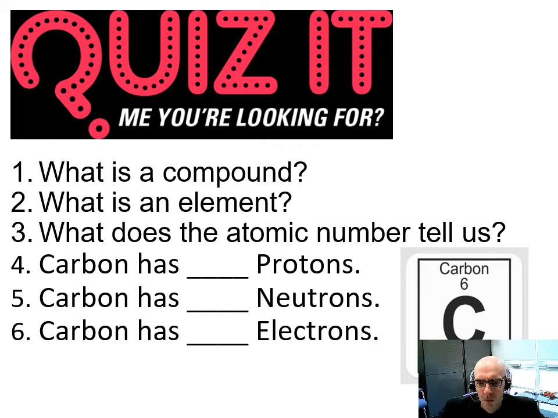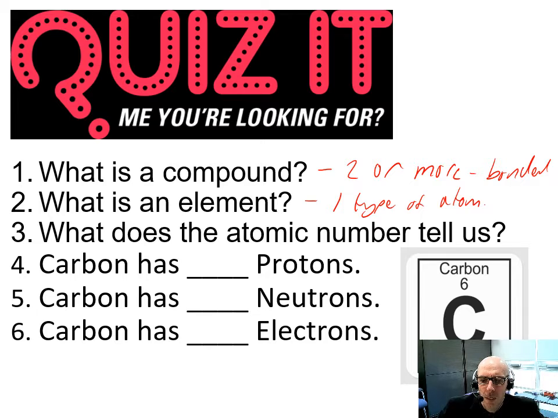So, a few questions to start with, and then once you've paused and had a go at those, I'll run through the answers. So pause now. And now you've played. A compound is made out of 2 or more atoms bonded together, and an element is made out of only one type of atom.